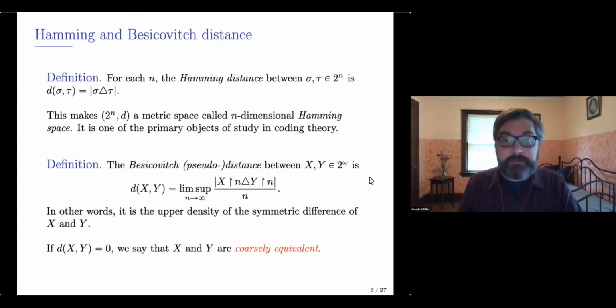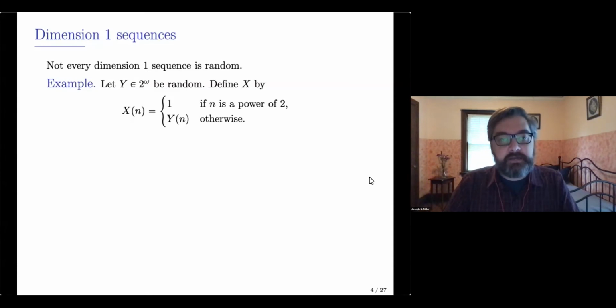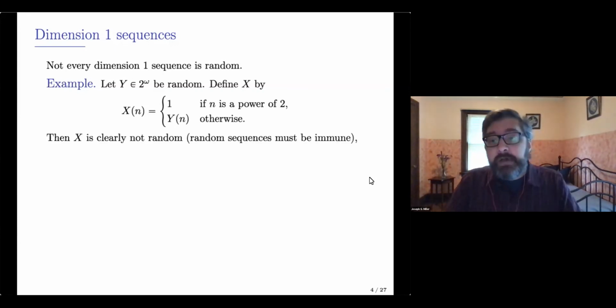So this is the same notion, coarse equivalence, that's used to define that stuff. Okay. So like I said, not every dimension 1 sequence is random. It's very easy to come up with an example. Start with a random y and just create a new sequence x by copying y, except when n is a power of 2, and when n is a power of 2, just put 1. X is clearly not random.